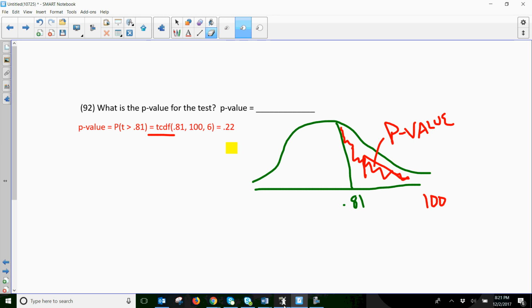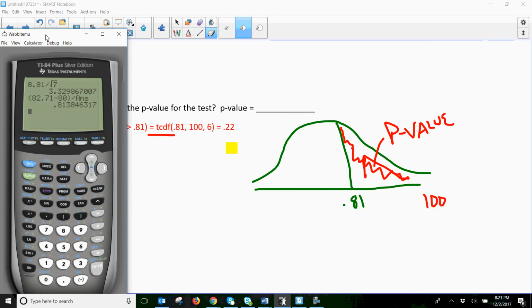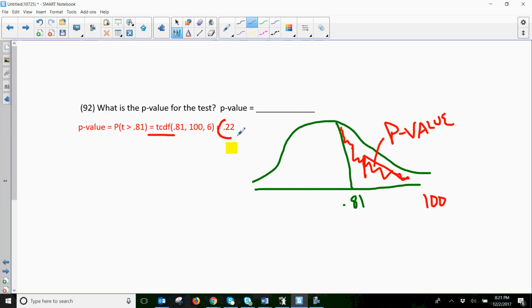So I'll just type this in my calculator so you can see it. So the p-value is going to be second vars, and go down to option number 6 on my calculator, which is tcdf. That stands for cumulative density function. Our lower bound is going to be our 0.81, since we want to know the probability is greater than 0.81. And we use 100 for my upper bound. And then again, the added piece here is the degrees of freedom, which is n minus 1. So remember, n was 7, so my degrees of freedom is going to be 6. Okay, if I paste that in, I get 0.22. So that's my p-value, 0.22. That's the probability I get a value greater than 0.81.